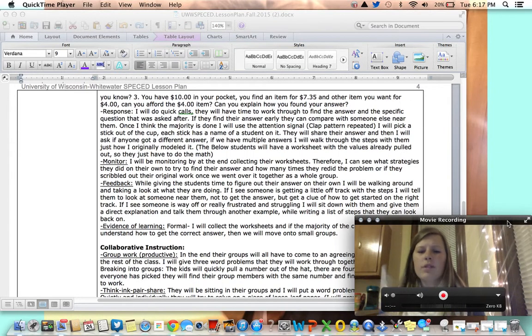And the students that are below will have a worksheet with those values already pulled out, so they will see what word problem we're working on, but they pretty much just have to do the adding and recognizing that those are money values. To monitor, I will be collecting their worksheets at the end. Therefore, I can see what strategies they did on their own to try to find the answers, how many times they redid the problem, or if they completely started over and crossed off all their original work once we went together as a whole group.